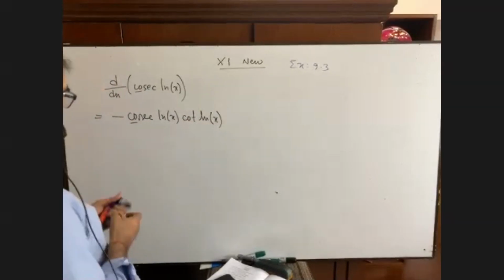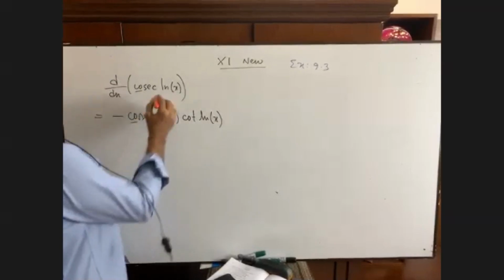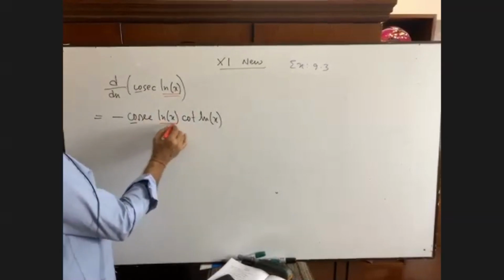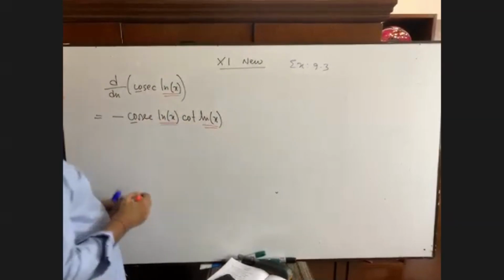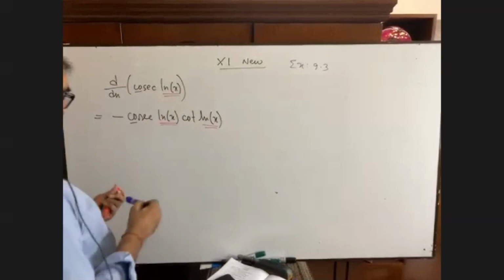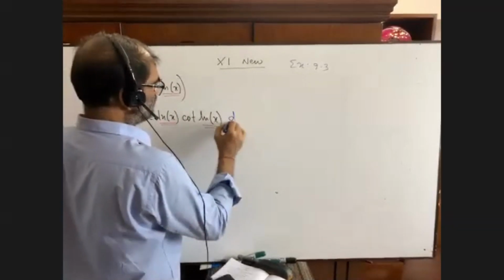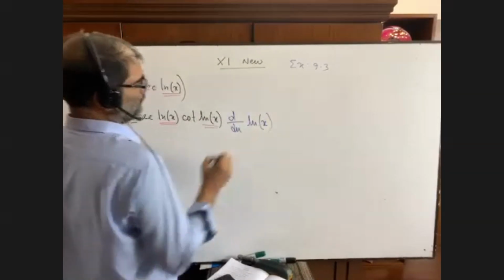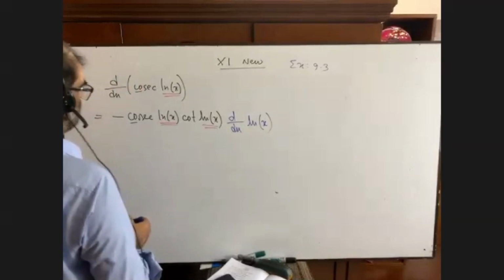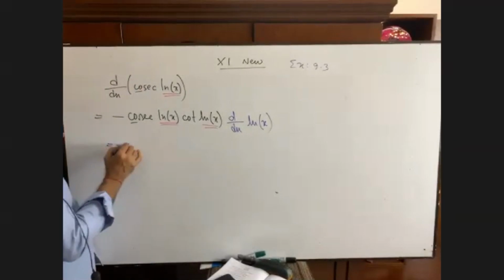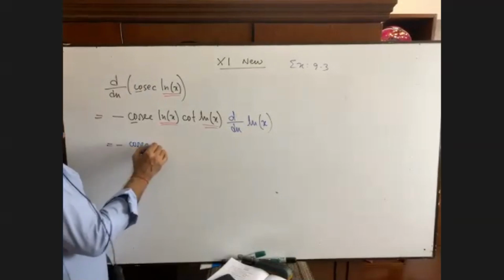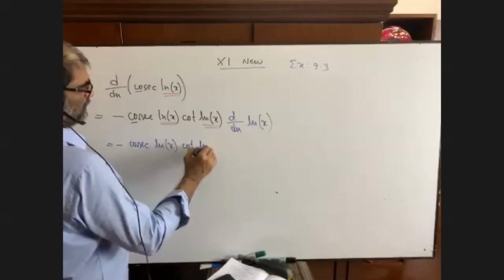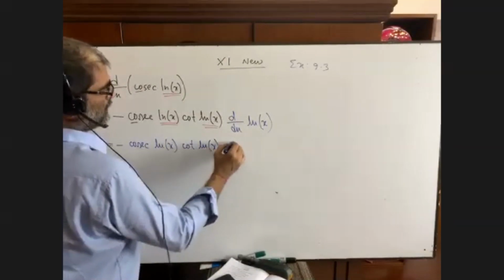But you see, this part is another function. Okay, it has been considered only x here. We have considered it only x, so it is to be differentiated again. So we are getting here d by dx of ln x. Okay, now let me ask, what is the differentiation of ln x? 1 by x. One by x.